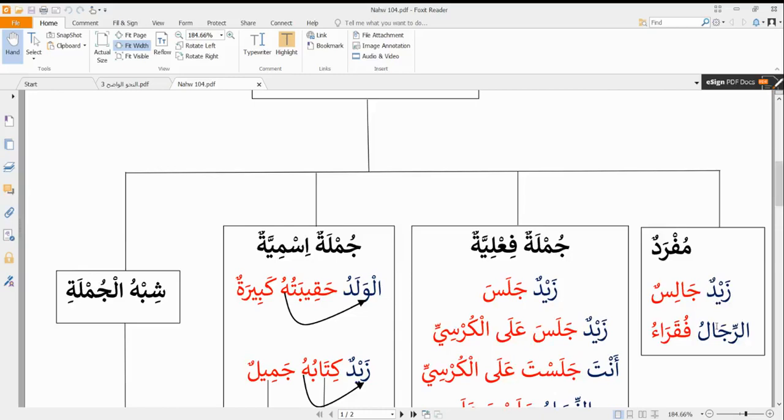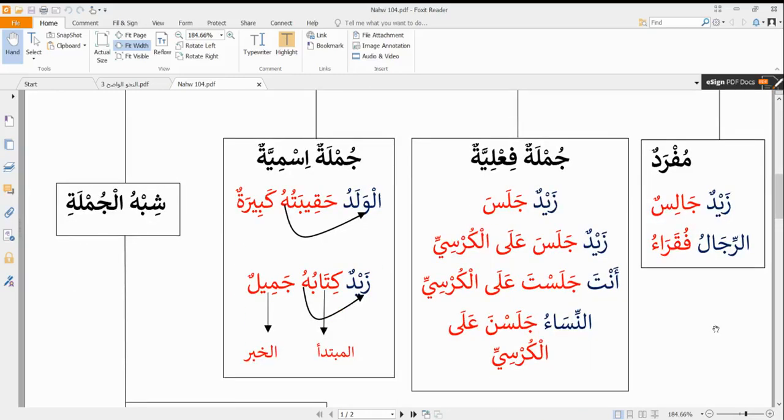Another type of khabar we would come across is jumlatun fi'liyya, which is a verbal sentence. We've treated before that we have two types of jumla in Arabic: jumlatun fi'liyya, a sentence that starts with a verb, or jumlatun ismiyya, a sentence that starts with a noun. An example of jumlatun fi'liyya is Zaidun jalasa. When we are talking about jumlatun fi'liyya as a khabar, it doesn't have to be more than one word.